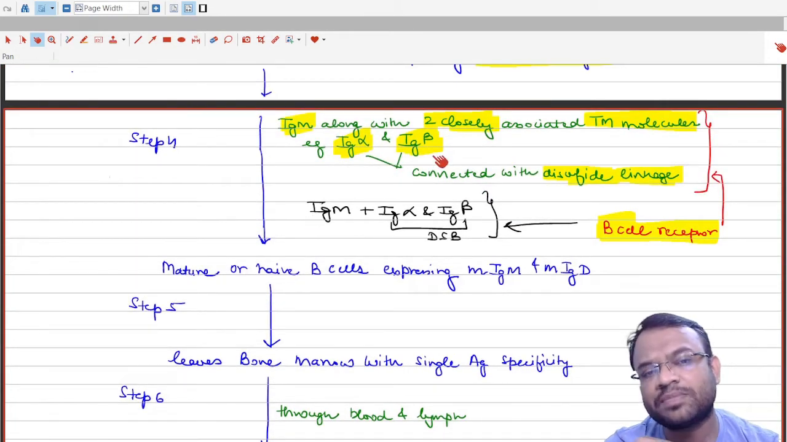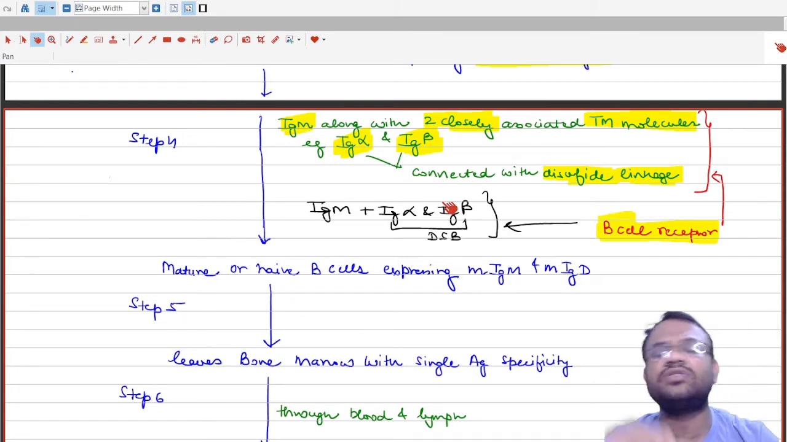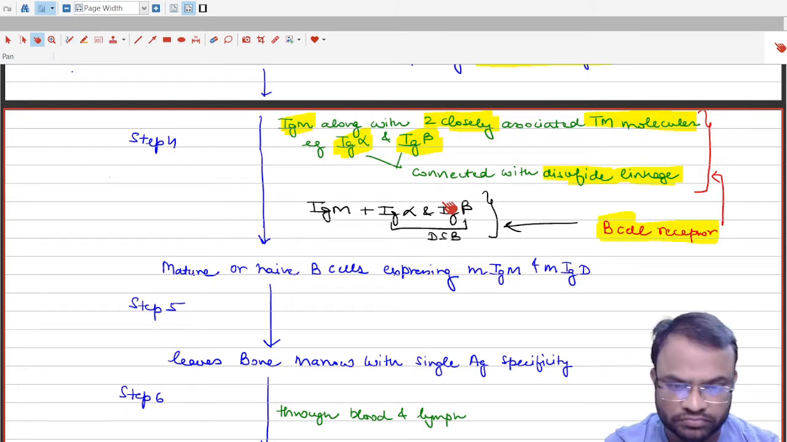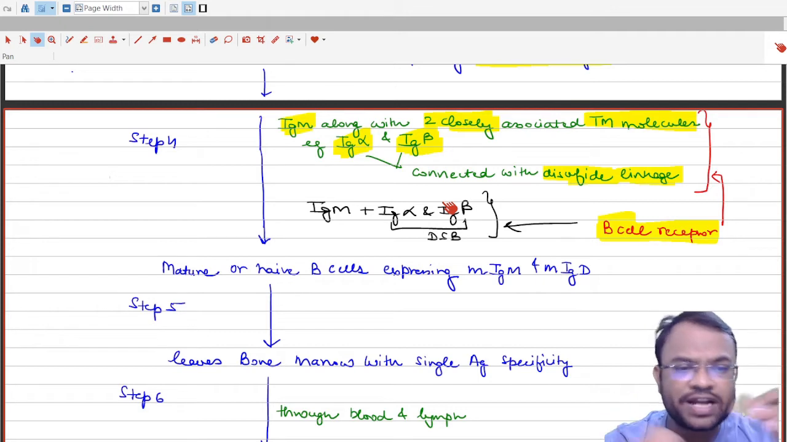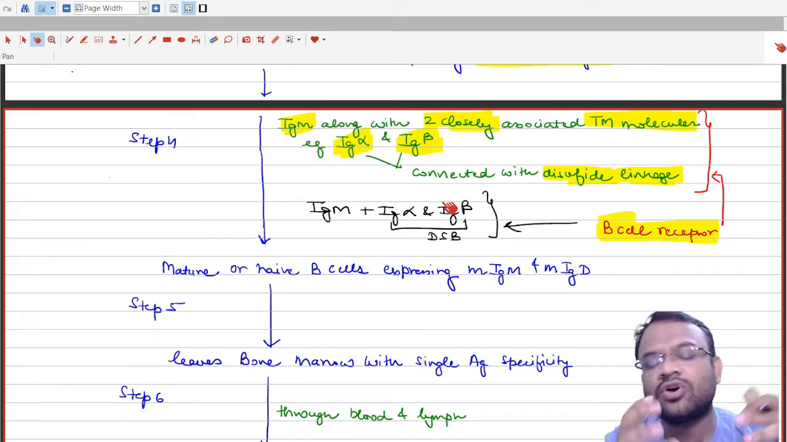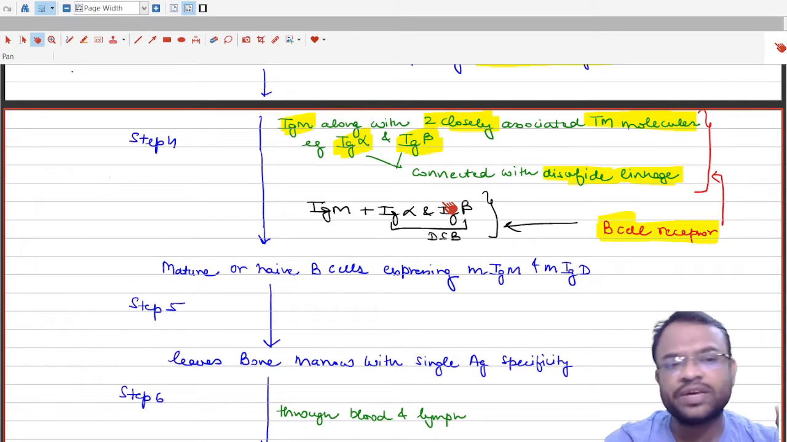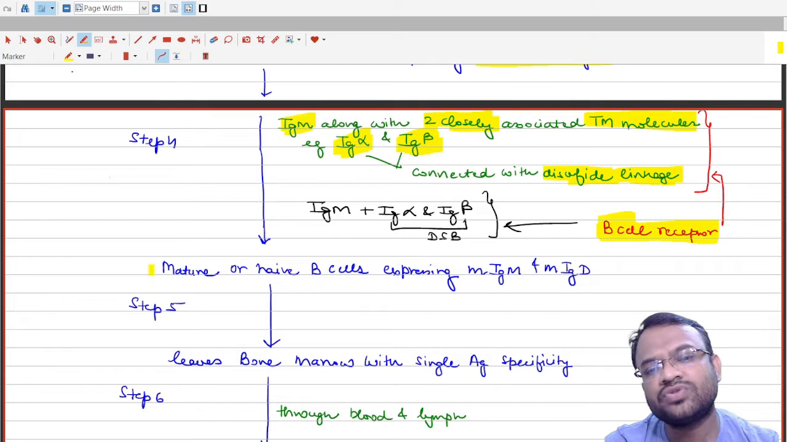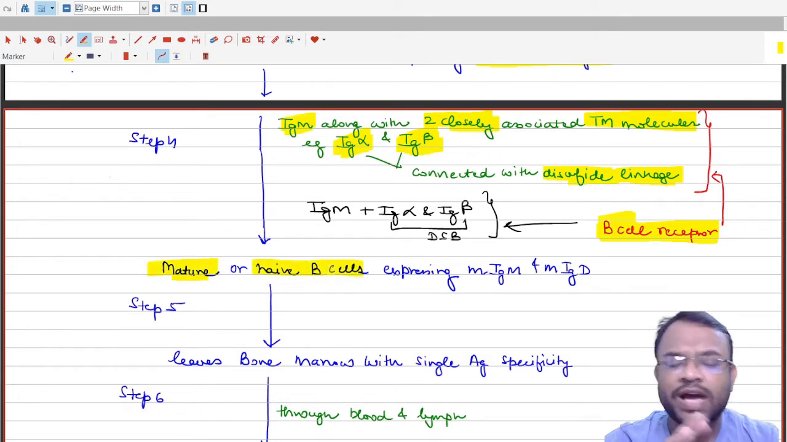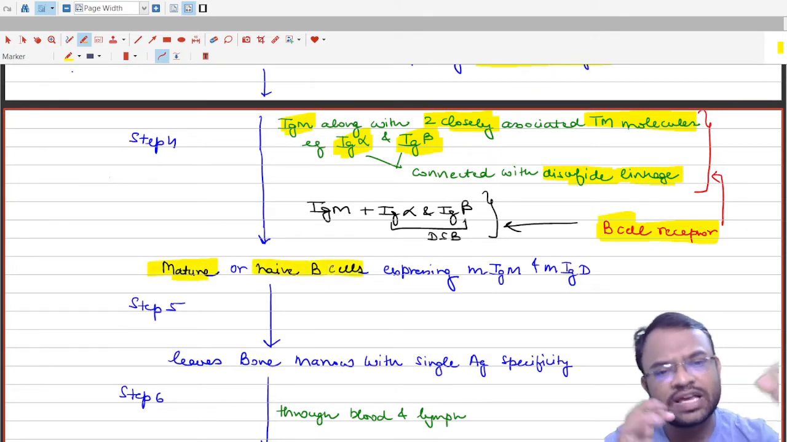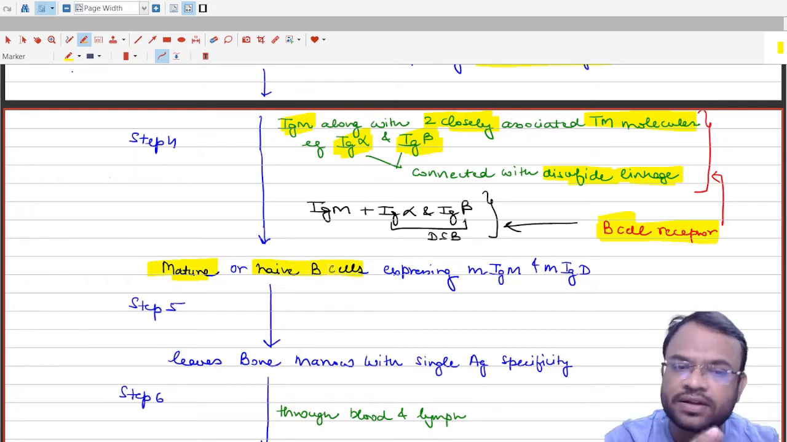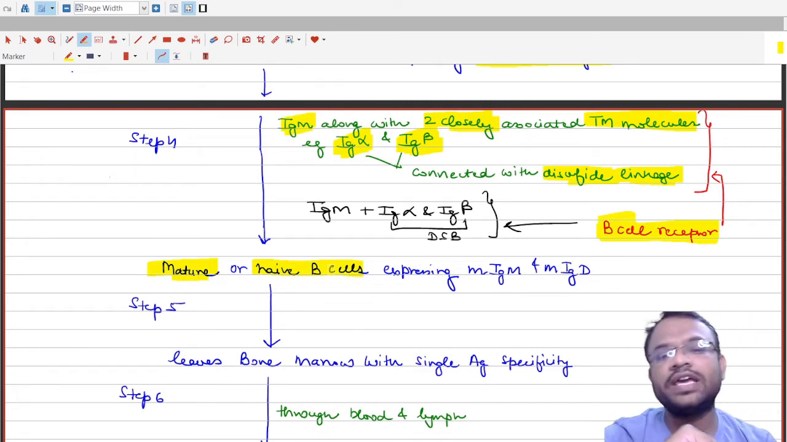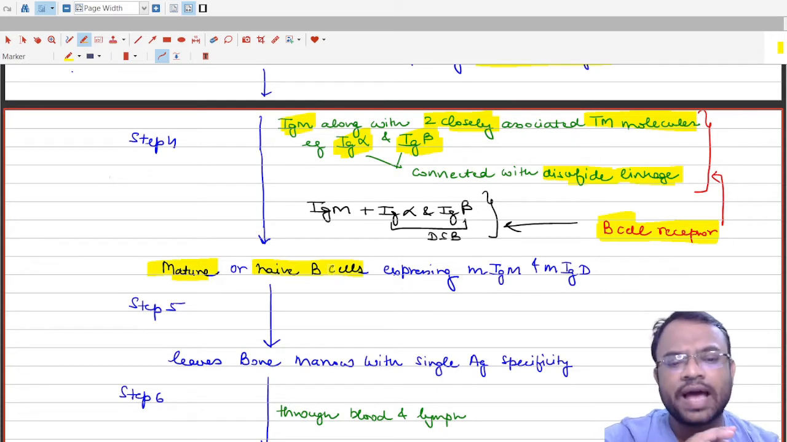After this process, what happens? Once the B cell receptor is presented on the B cell, it is ready to take on the antigens. We are now calling it a mature or naive B cell. Why am I calling them naive B cells? Because they have not encountered any antigen yet. As soon as they encounter any antigen, they would not be called naive B cells.